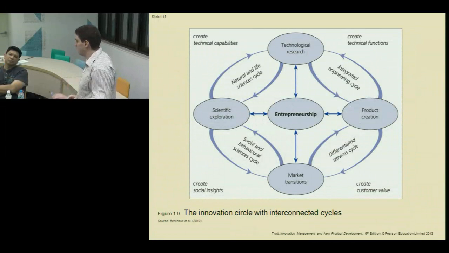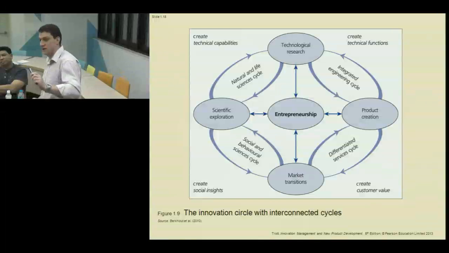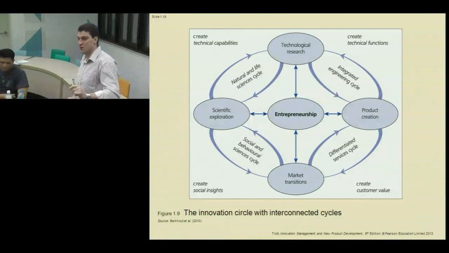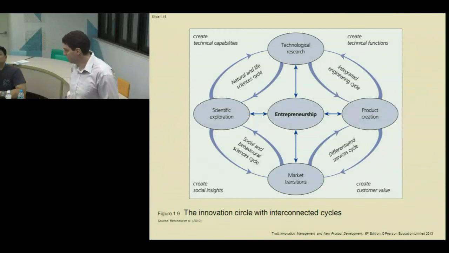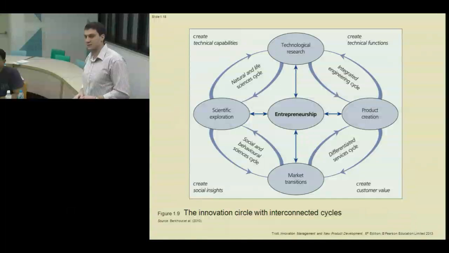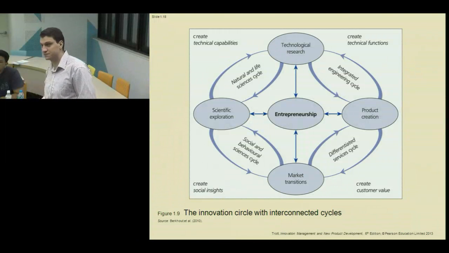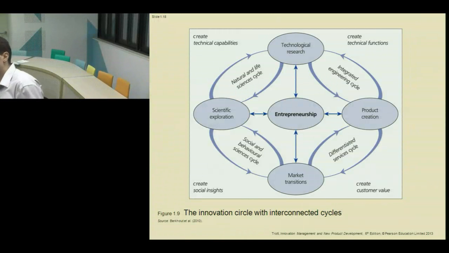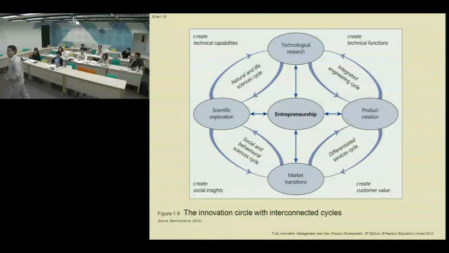That's an important circle. We will use that circle again and again. So we have entrepreneurship in the middle. Let's start with technological research. Technological research leads, let's say, to product creation. And we have here the integrated engineering circle, upright. Product creation again leads to market transitions.